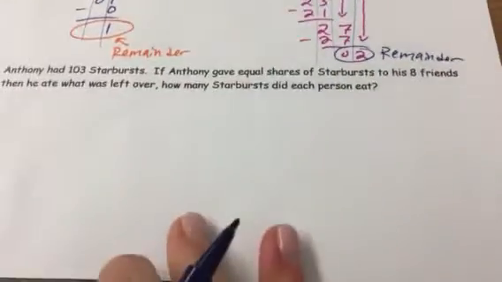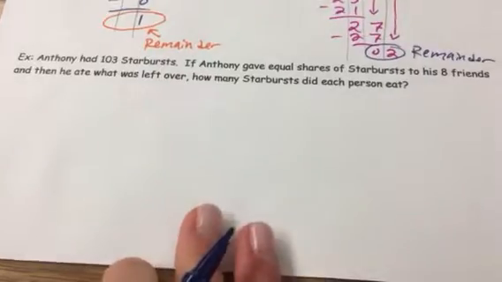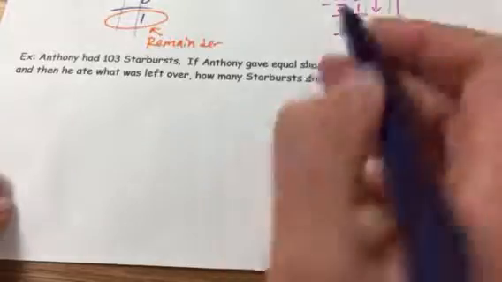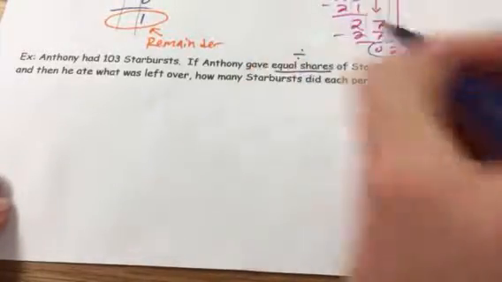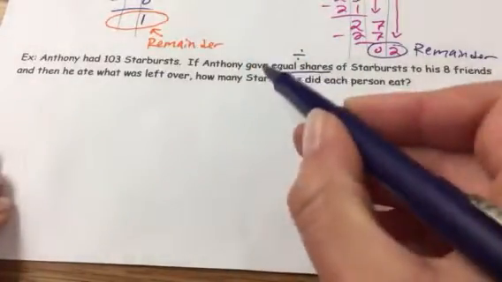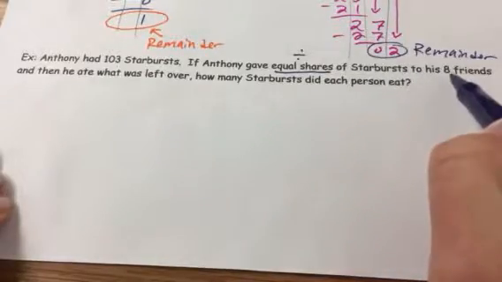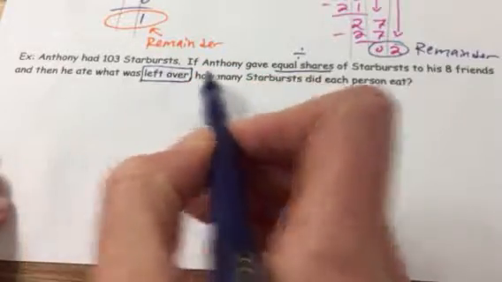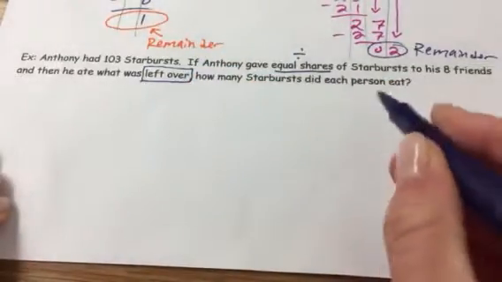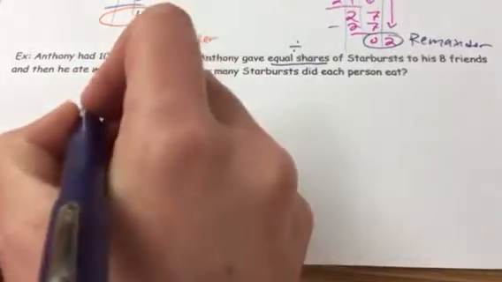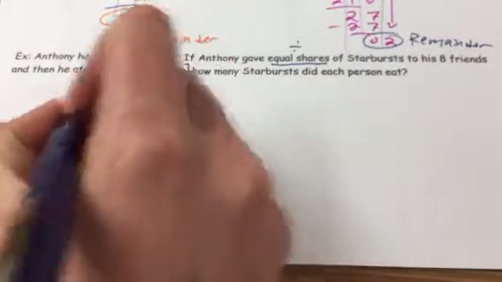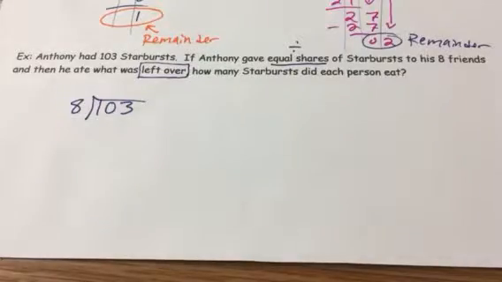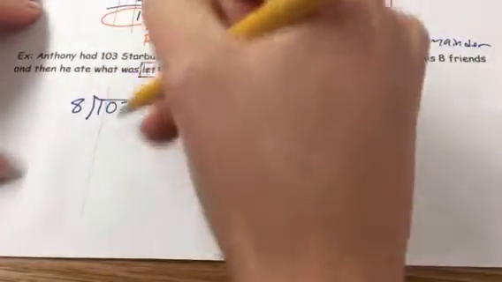And let's look at one more real world problem. Let's apply what we just learned. Anthony has 103 starbursts. If Anthony gives equal shares, that immediately makes me think about division. If Anthony gives equal shares of starburst to 8 friends, and he eats what's left over, I'm thinking remainder, how many starbursts does each person eat? So we're going to split up the 103 starbursts amongst the 8 friends, and then Anthony will take what's left over. So I'm going to create my columns.